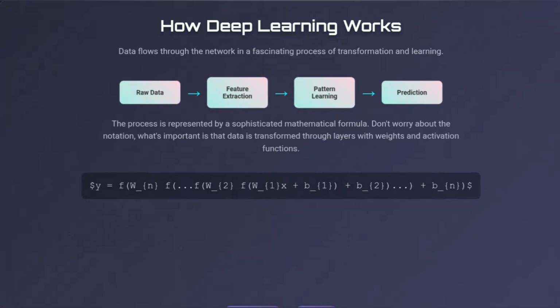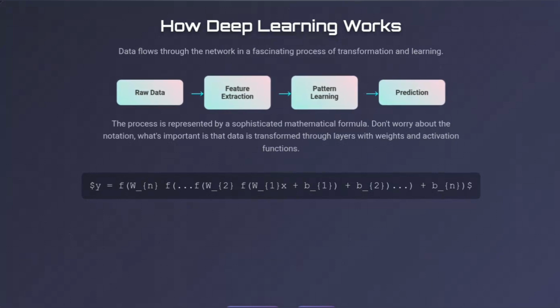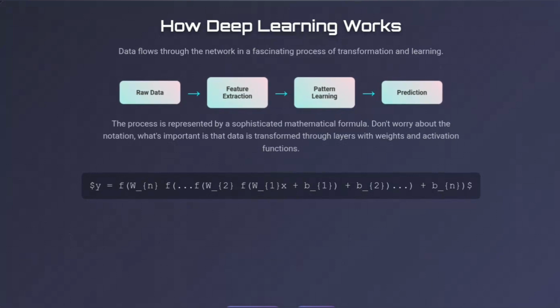Then we have pattern learning. The network combines these features to understand complex relationships and patterns in the data. It's learning rules and associations that might not be obvious even to human experts. And finally, we get a prediction. The network outputs its best guess based on everything it has learned. The mathematical formula you see here represents this process. Don't worry about the complex notation. What's important is that data flows through multiple layers, with each layer applying mathematical transformations using weights and activation functions. It's like a sophisticated assembly line for information processing.